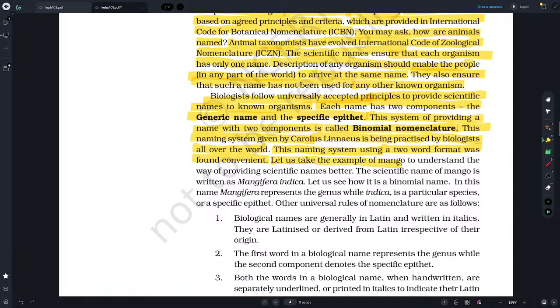Let us take the example of mango to understand the way of providing scientific names better. The scientific name of mango is written as Mangifera indica. Let us see how it is a binomial name. In this name, Mangifera represents a genus, while indica is a particular species. Mangifera is the genus name, whereas indica is the specific epithet, or the species name. Other universal rules of nomenclature are as follows.